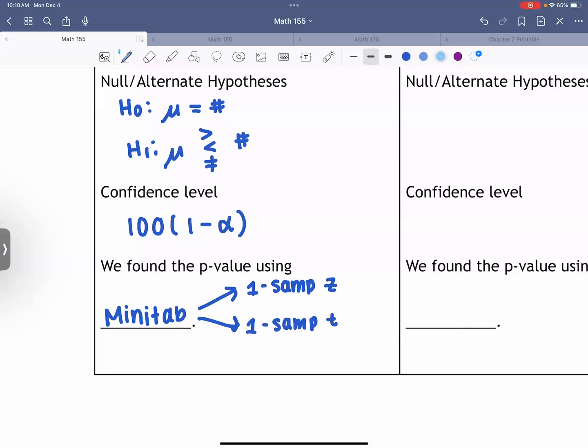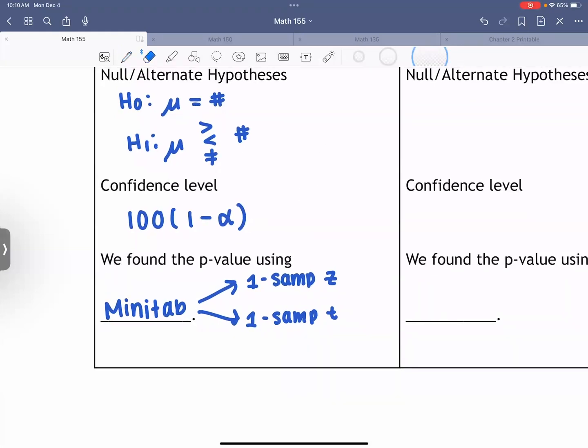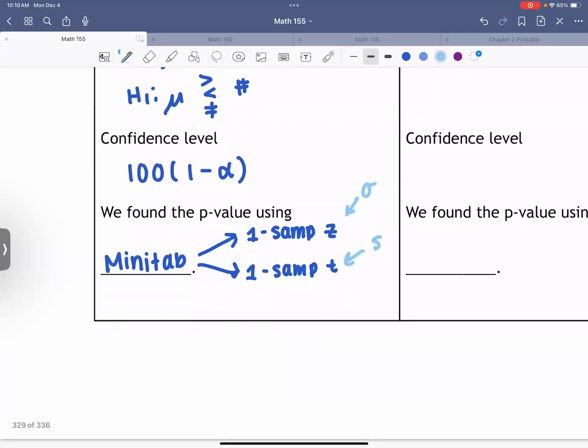Okay. Now, let's say we were doing the question and you were given sigma, or the population standard deviation. Is that the one sample z-test or the one sample t-test? Yeah, z, right? So if you're given sigma, it's the z-test. If you're given s, it's the t-test. That's how we made the distinction as to which one we used, right?